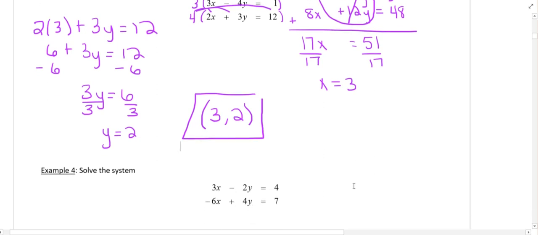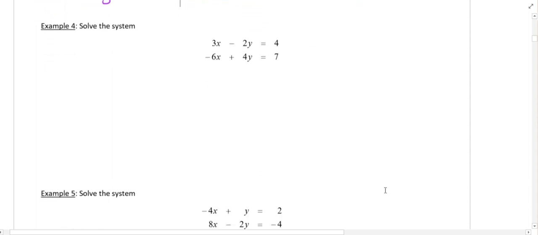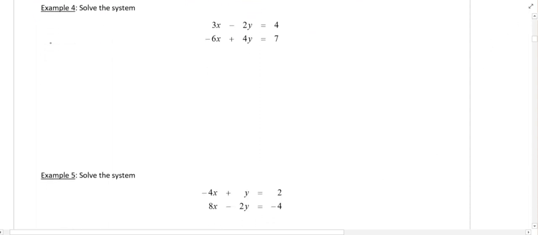Okay, let's take a look at another example, and we can solve this using elimination. Let's try and eliminate the x's. You have 3 and 6. The least common multiple would be 6, which means I don't need to do anything to my second equation, but I can take the first and multiply by 2. So 2 times 3x will give me a positive 6x. 2 times negative 2y will give me a negative 4y. And 2 times 4 will give me 8.